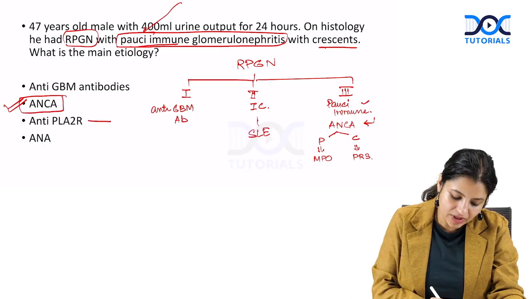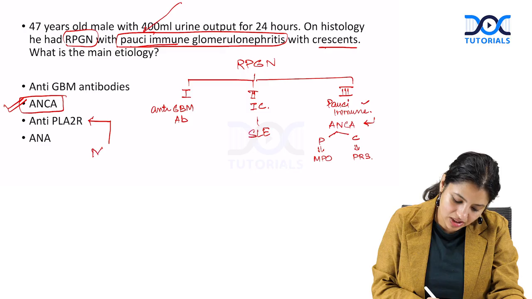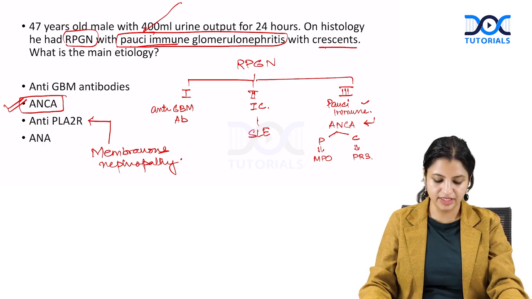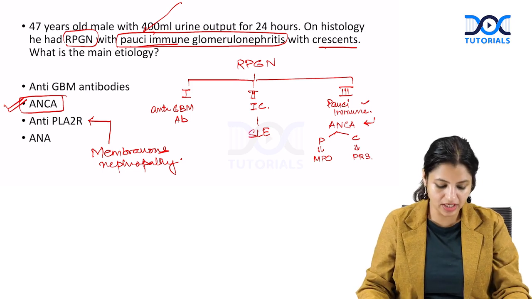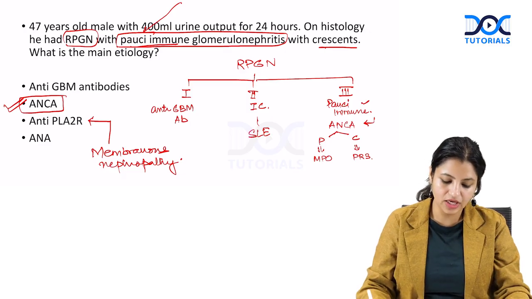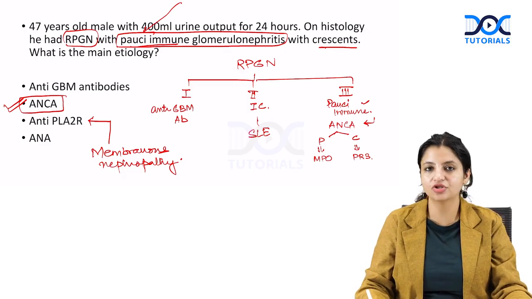Okay, anti-PLA2R is basically an antibody which is seen in membranous nephropathy. That you should remember. It's for membranous nephropathy, which you should be super clear with, right? So that is anti-PLA2R, which everybody should be knowing. So the answer to this question is ANCA, and there should be no doubt on that.